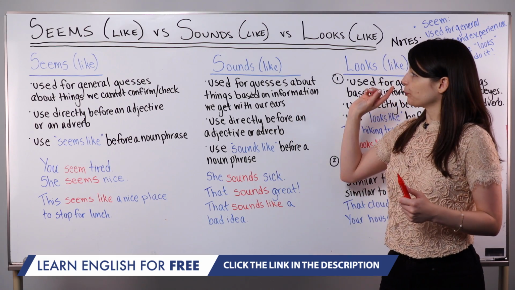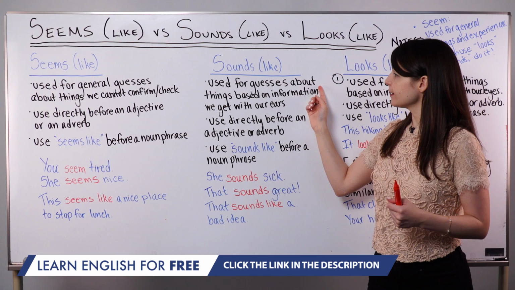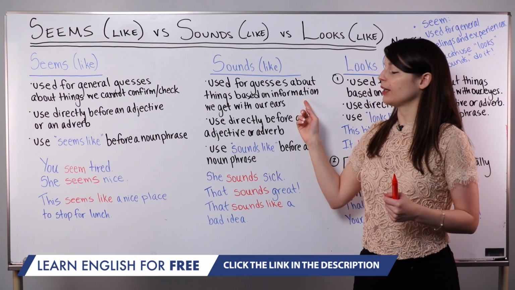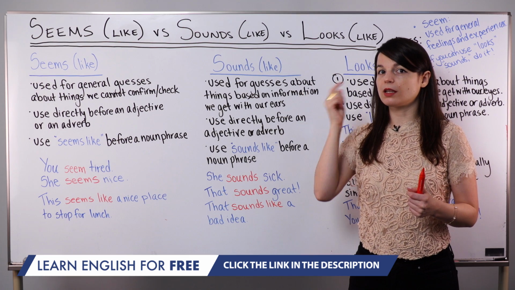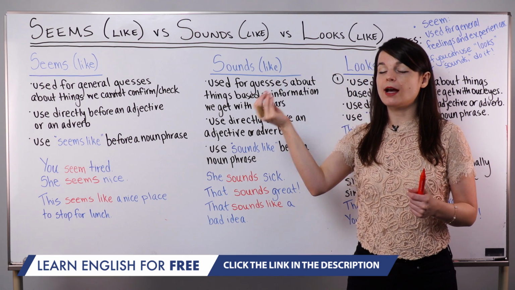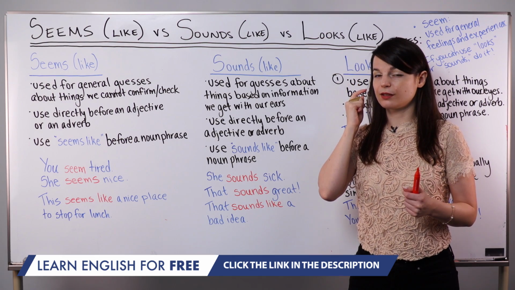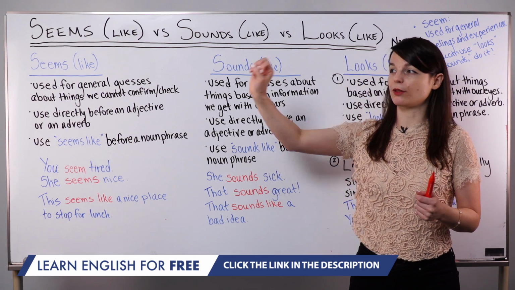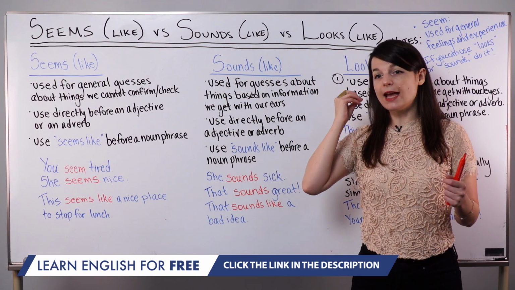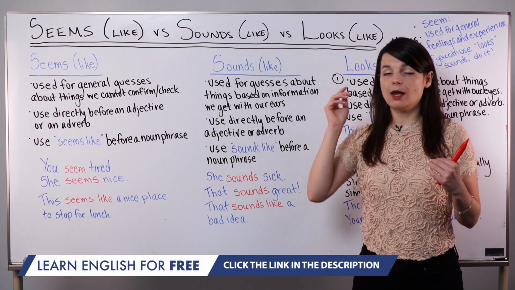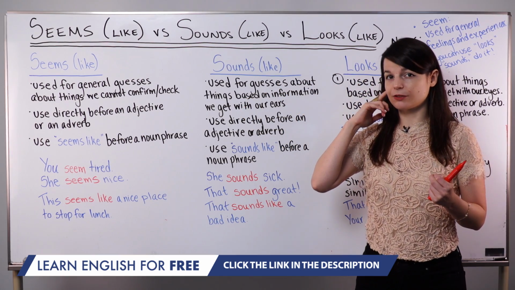Sounds. So we use sounds and sounds like to make guesses about things based on information we get with our ears. So that means we hear something and we make a guess based on the thing that we heard. So I hear something like from another room, or I hear a sound from outside. I make a guess about the situation based on that sound. So I got the information with my ears.